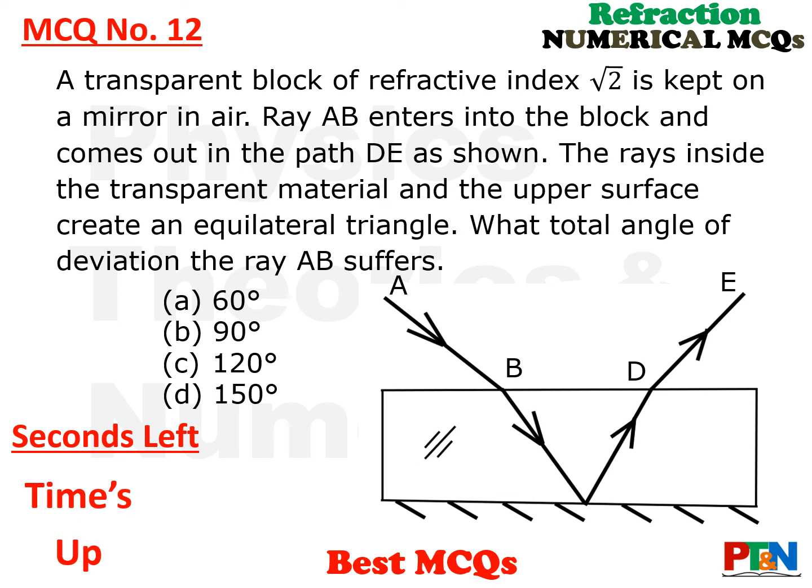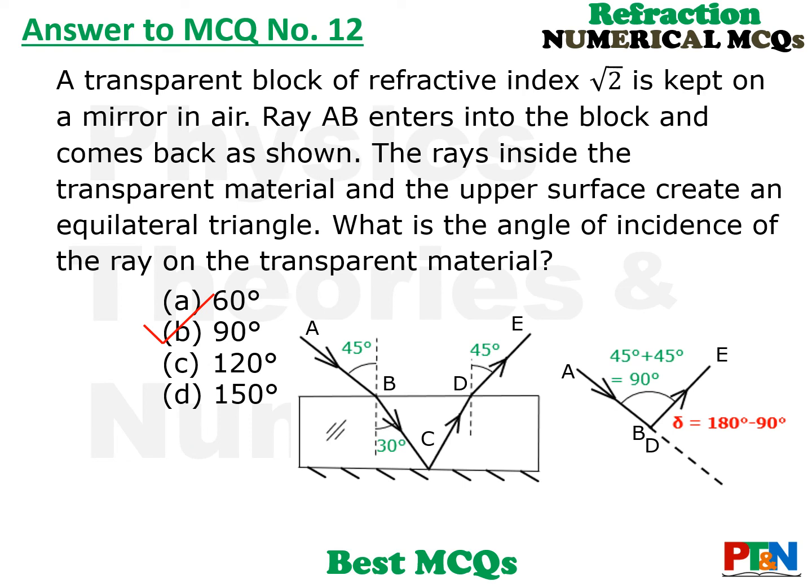Time's up. Let's see the answer. The answer is 90 degrees. See, this explanation also has been given. Now you know the angle of incidence, that is 45 degrees, right? So the angle of emergence also will be 45 degrees. It's simple geometry. Now bring these two rays together, bring them close, AB and DE. So the angle ABE is 45 plus 45, that is 90 degrees. So that will give you delta as 180 degrees minus 90 degrees, that is 90 degrees, that is option B.